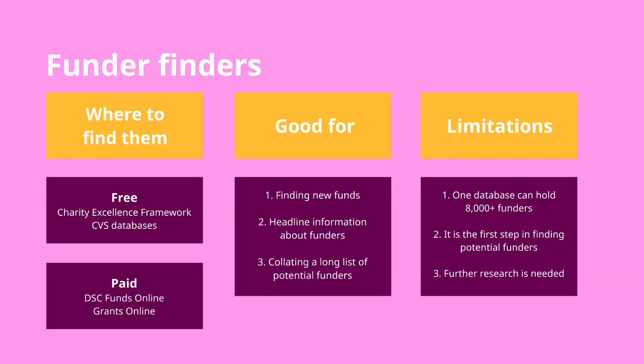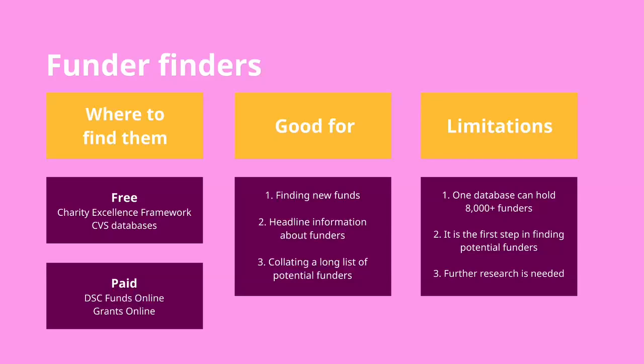Firstly, funder finders. These are databases of grant funders. There are a number of free databases, including the Charity Excellence Framework, and in some areas, your CVS might have a funder finder available to local members for free. There are also paid-for subscriptions, and these can be purchased on annual or a short-term basis if you want to target your search. This includes the DSC Funds Online and Grants Online. Which of these is best for you depends on how many grants you are going to apply for and how you get on with the free ones.